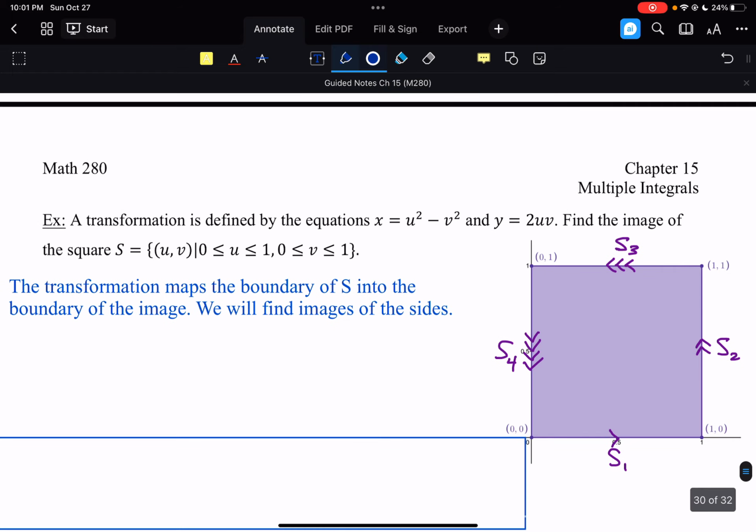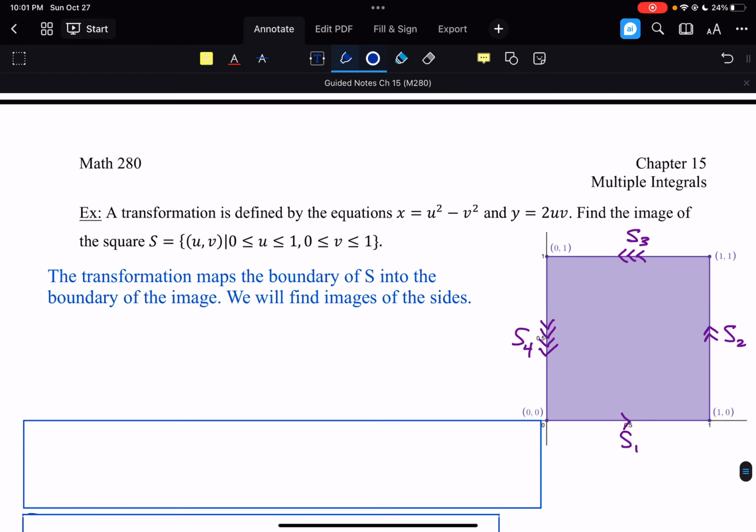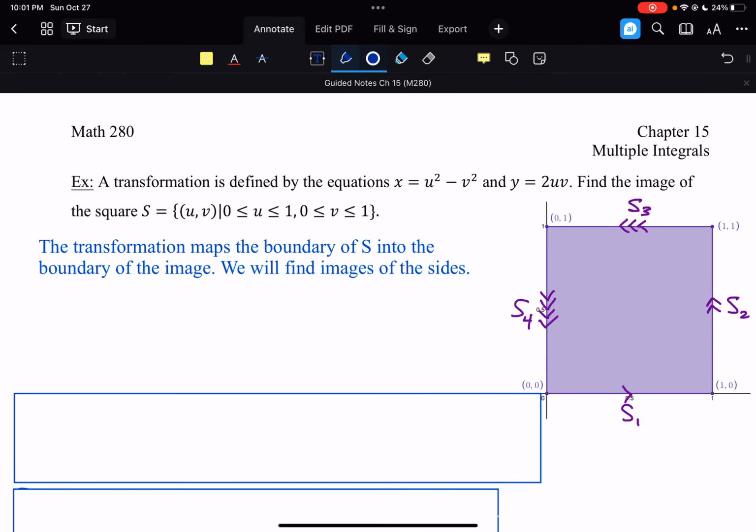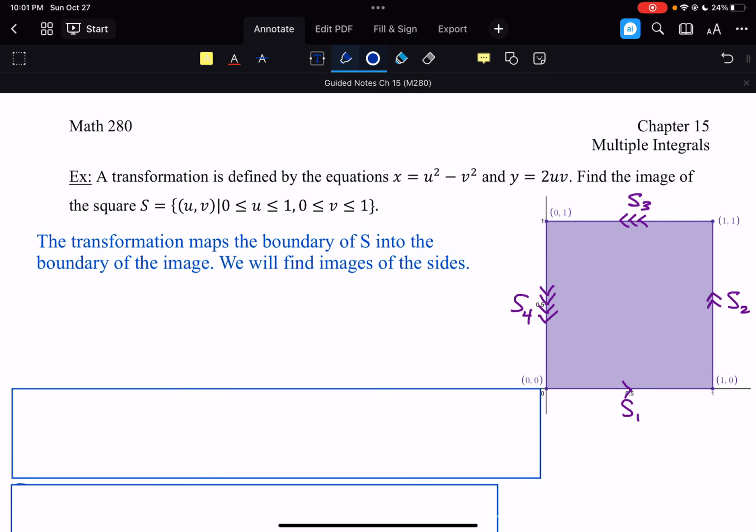So let's take a look at an example of this. I've already got a lot of pre-written stuff that we're going to go through here because this is kind of a lengthy one. A transformation is defined by the equations x equals u squared minus v squared and y equals 2uv. Find the image of the square S where u is between 0 and 1 and v is between 0 and 1. So you can see right here, I've got the square S.